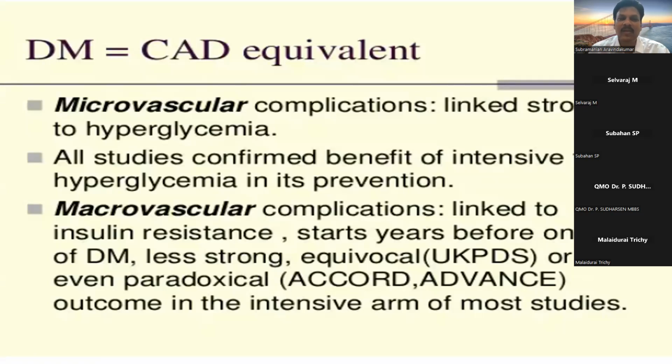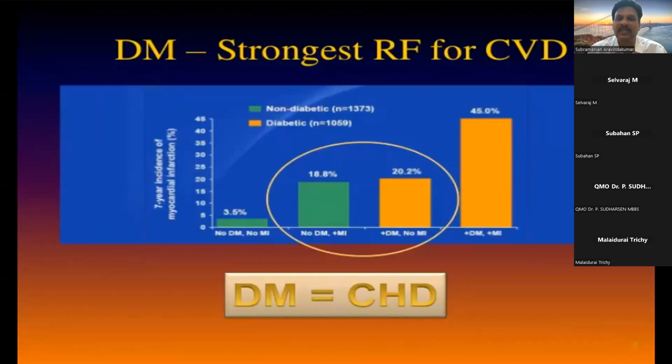That is the equivalent. As I told you earlier, microvascular complications are more likely related to hyperglycemia, and the macrovascular complications are more linked to insulin resistance, which starts well before the diagnosis of diabetes. This can lead more often to coronary artery disease, rather than all vascular disease. Why is diabetes equivalent to coronary disease? See here.